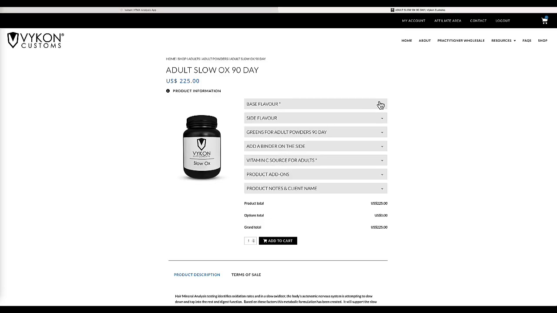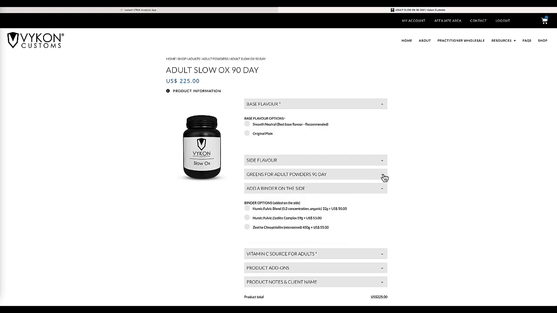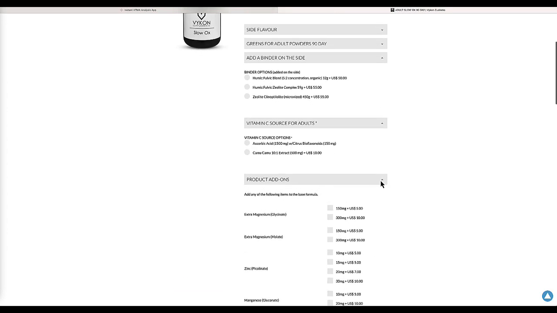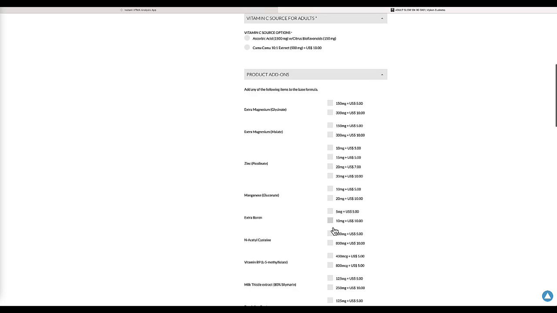I'm also a huge fan of Vicon Custom Supplements, which is an HTMA specific supplement company that allows you to build a custom formula for your client based on their HTMA results. So it significantly simplifies the protocol, which really helps clients stay compliant.